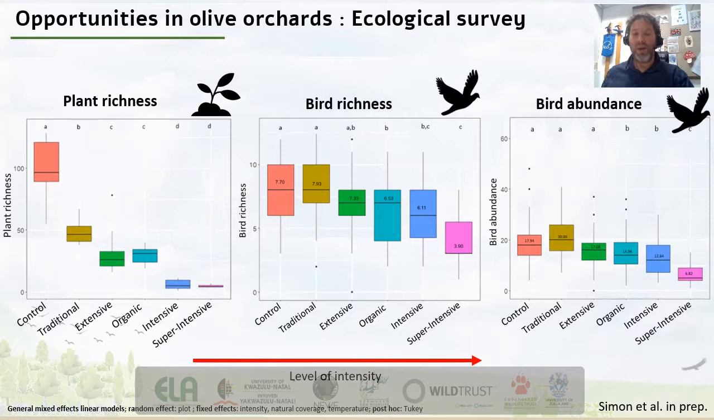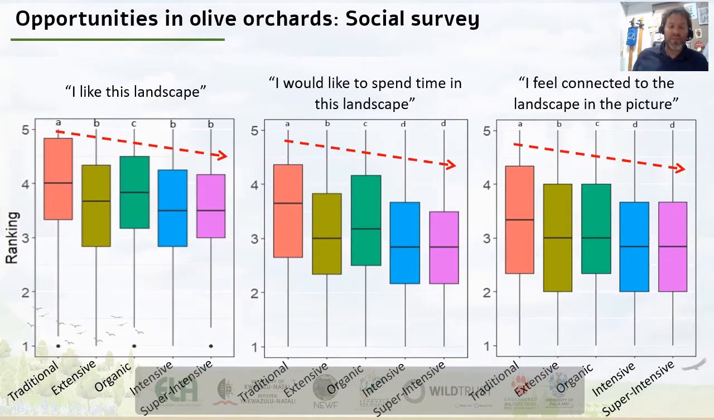In birds, it was slightly different. The traditional and control were very similar in terms of bird richness and composition, and extensive and organic were also intermediate, and again the lowest were the intensive and the super intensive, as you can see here in the images. From a social perspective, we also saw a decreasing trend going from traditional to super intensive.